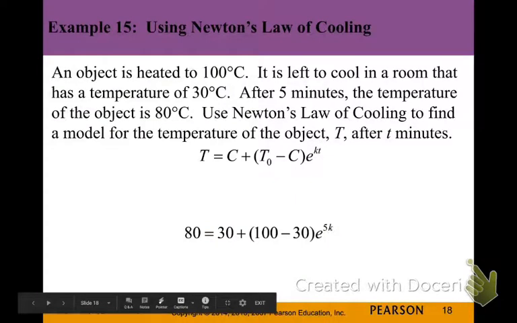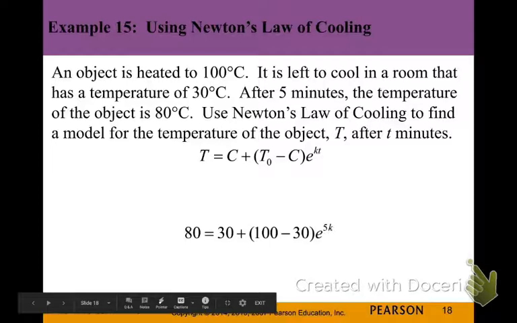Now let's look at example 15, using Newton's law of cooling. So an object is heated to 100 degrees. It's left to cool in a room that has a temperature of 30 degrees Celsius. After 5 minutes, the temperature of the object is 80 degrees Celsius. Use Newton's law of cooling to find a model for the temperature of the object T after little t minutes.